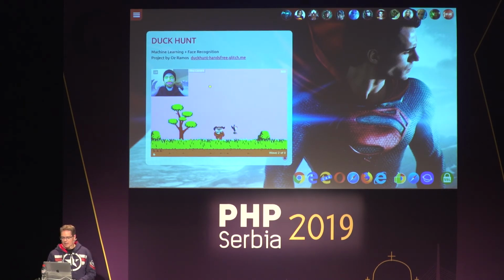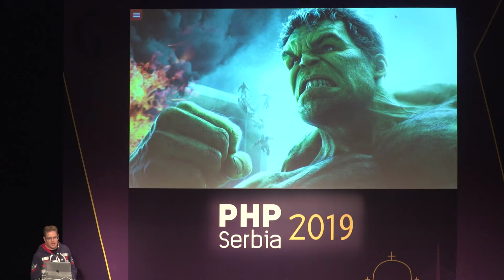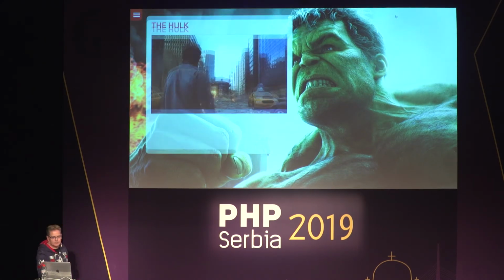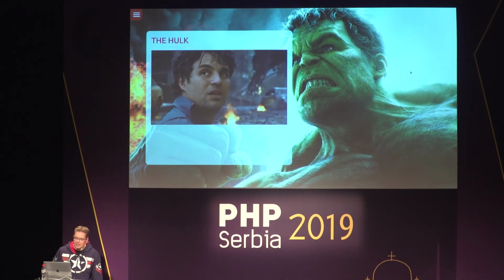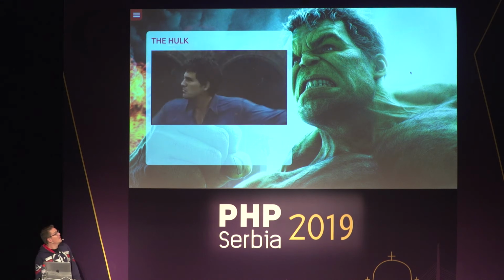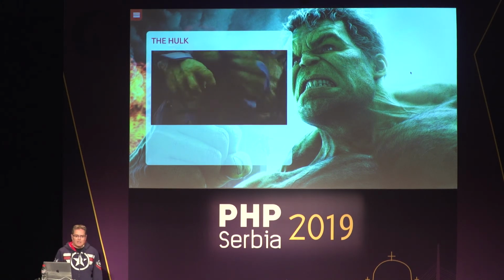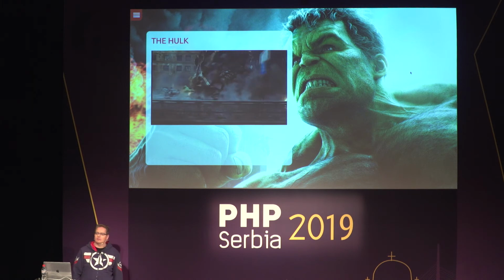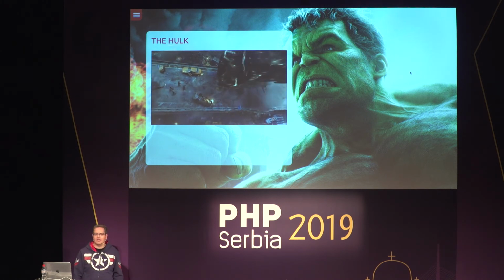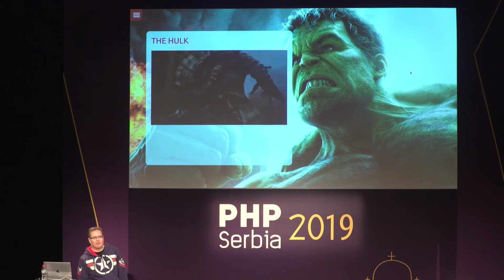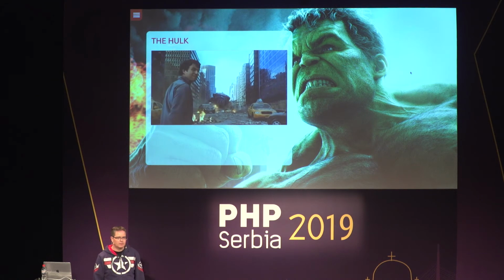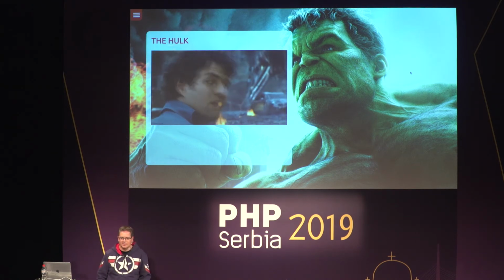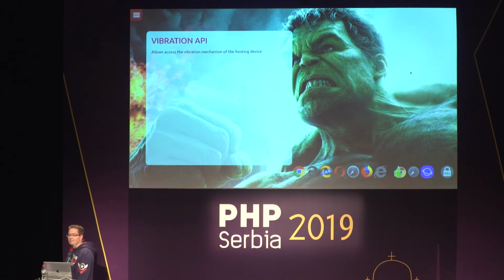Move on to the next one. This green guy. The Hulk, and as he says, he's always angry. The Hulk is pretty powerful, but also pretty heavy. So what do you think that API could be? Use your WebGL. Vibration.